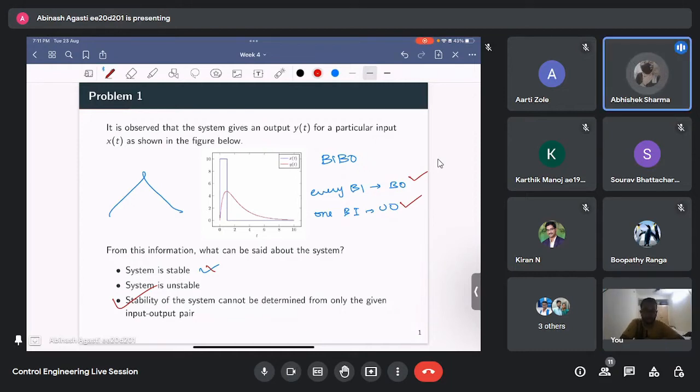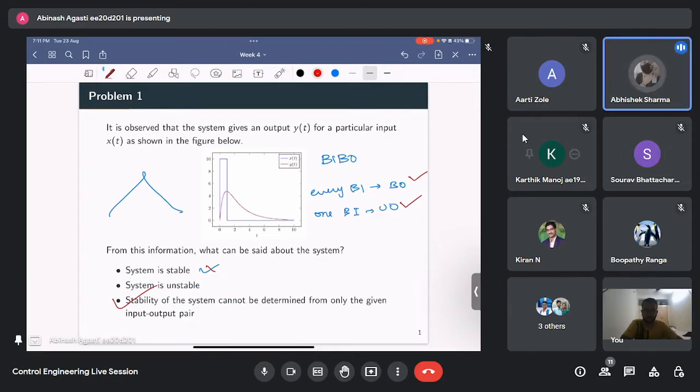Because here only one bounded input is given, I cannot say whether the system is stable. But if in this graph we had that for this bounded input the output was something unbounded, then we could say that this system is unstable. Yes, but for this particular given thing we cannot claim anything about the stability of the system. So stability of the system cannot be determined from only the given input-output pair. Is that correct?